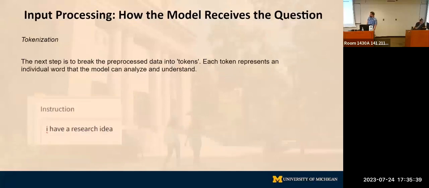Next is tokenization. So we have that existing phrase from before. Next, we're going to break it down to individual tokens. Easy peasy.